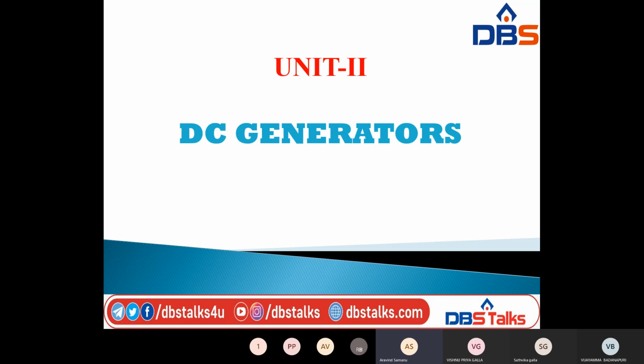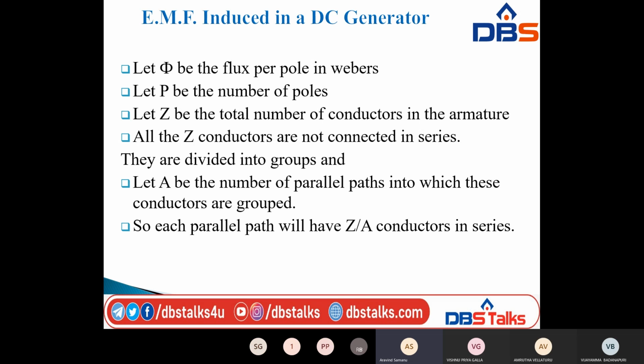If you want to derive the EMF equation for a DC generator, firstly you have to consider some parameters. The first one is phi. Let phi be the flux per pole in Webers. Next one is P. Let P be the number of poles. And then let Z be the total number of conductors in the armature. So phi is the flux per pole, P is the number of poles, and Z is the total number of conductors.